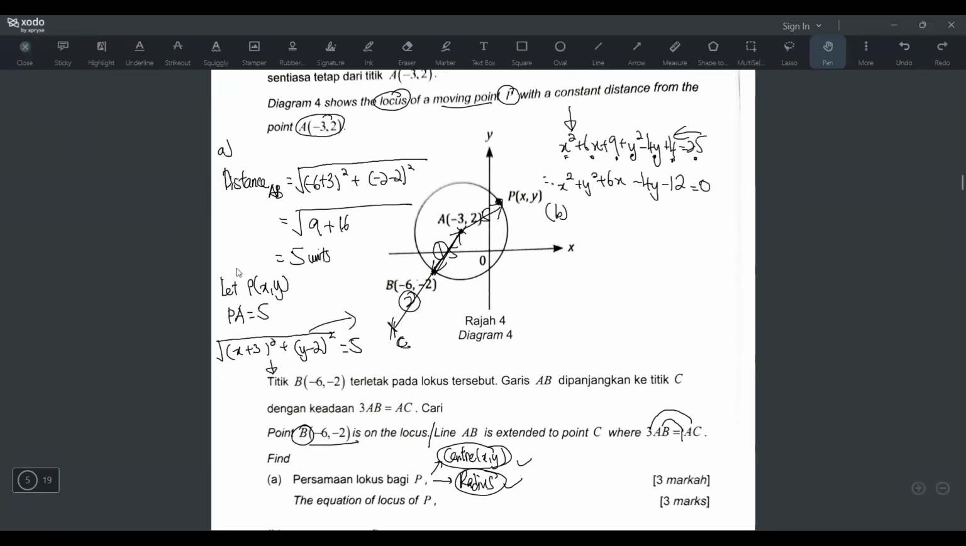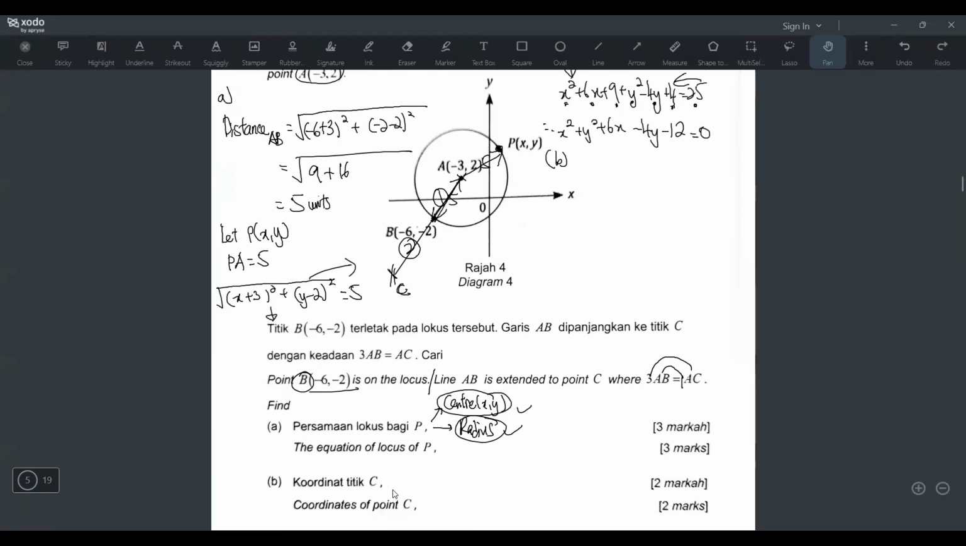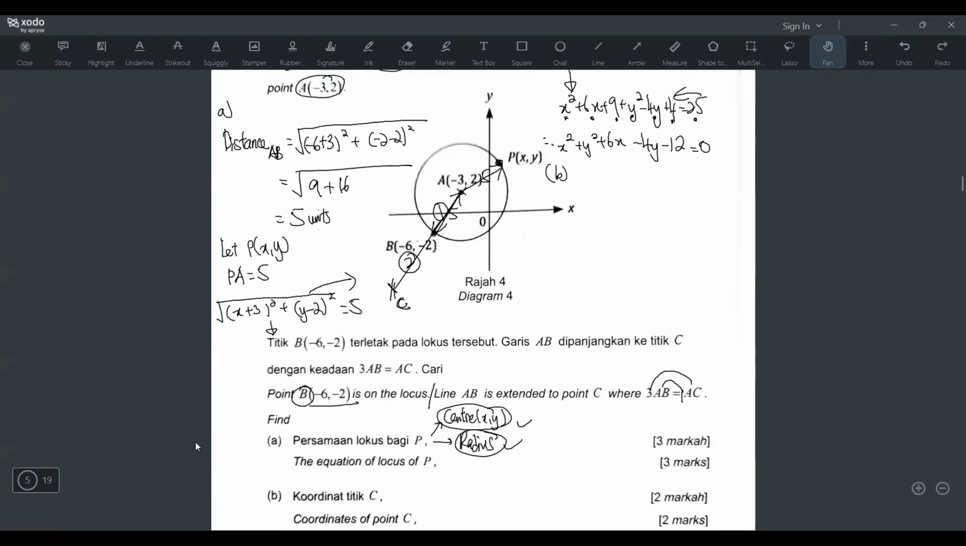So let's scroll down and see what they want. Okay, so for B, they want to find the coordinate of point C, right? So how do we find point C? I told you just now already. You remember, you will cross multiply to find point C. And this formula, I call it the point C formula. Yeah, I call it the point C formula, okay?